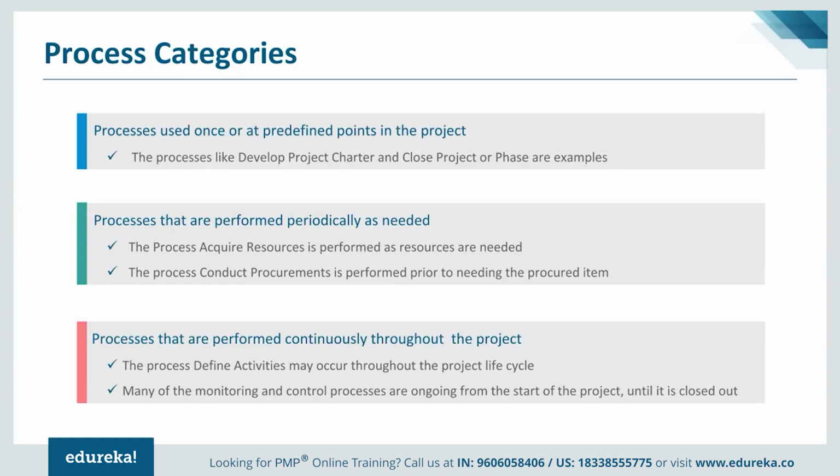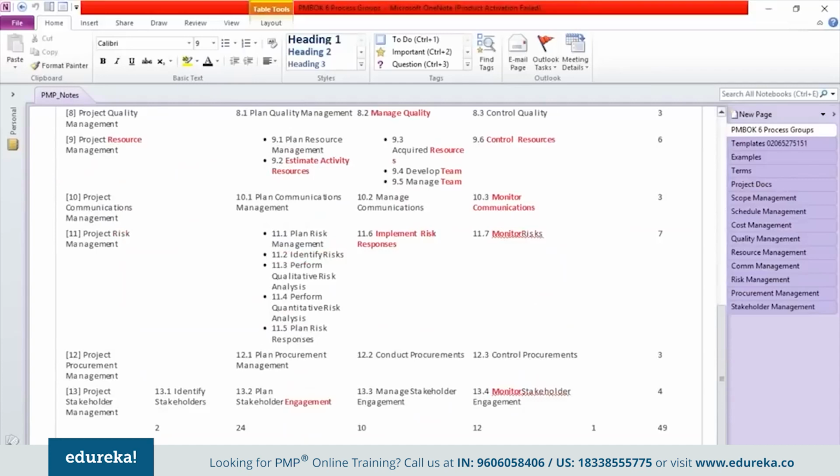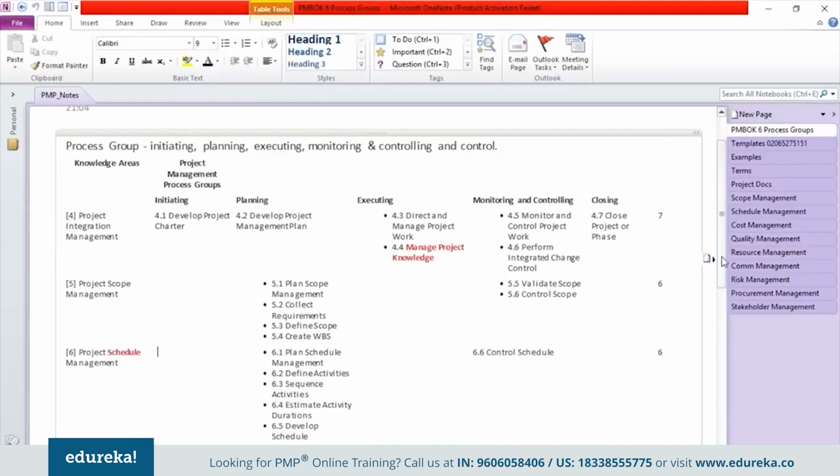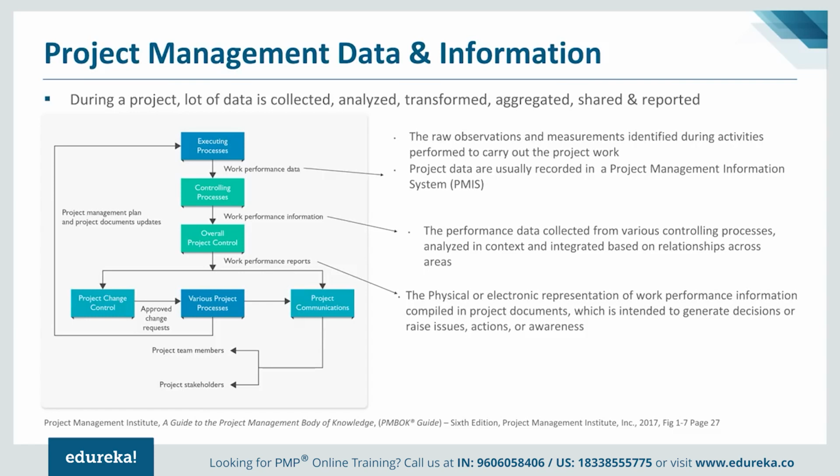On the other hand, there are certain processes which are to be performed on a continuous basis throughout the project, like define activities. We need to keep on defining activities as a part of each and every process, because a process will have different activities which are interlinked. Another one is monitoring and controlling activities. If I go back here, you'll find monitoring and controlling activities are part of almost all the knowledge areas. So these activities need to be performed on a continuous basis. So this is a bit on the processes that we're going to cover as a part of this training.